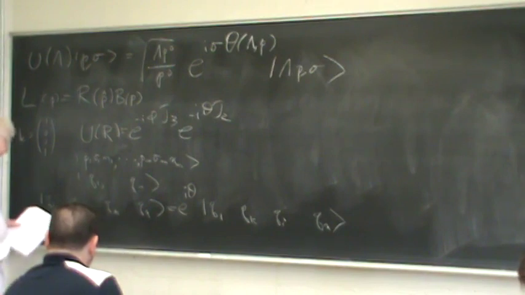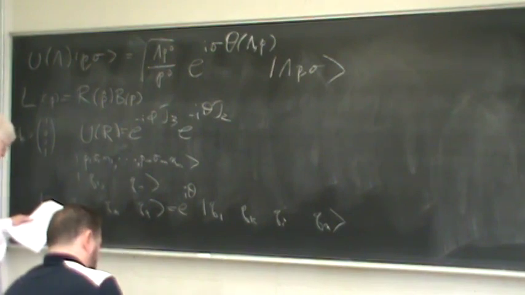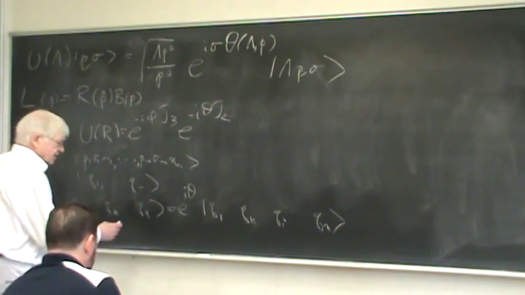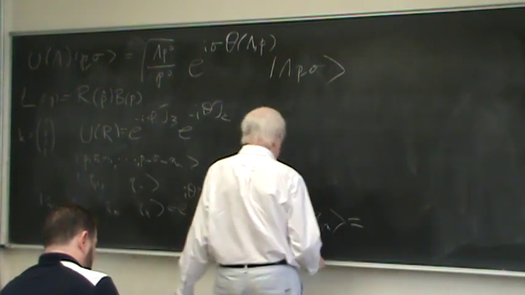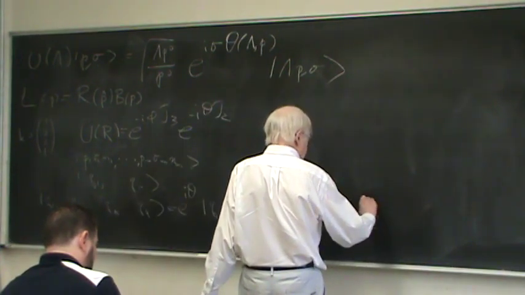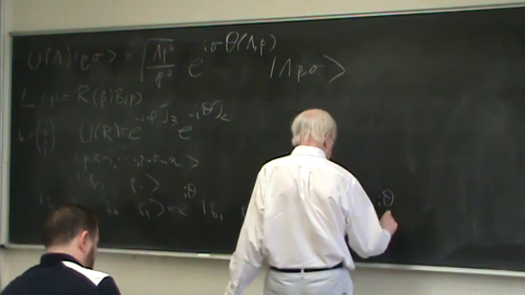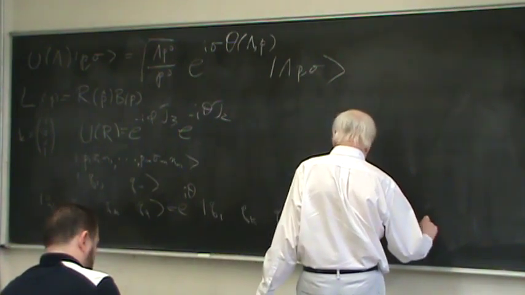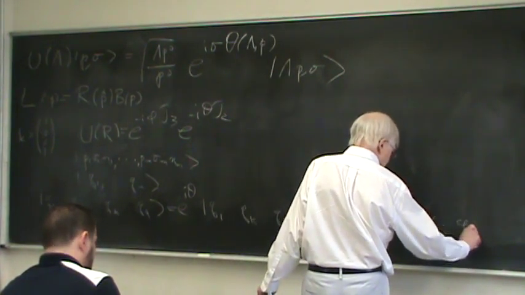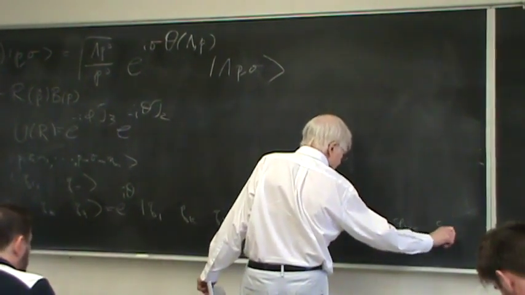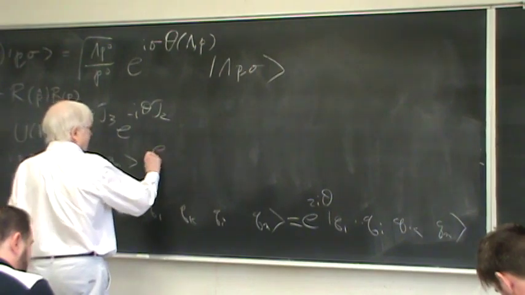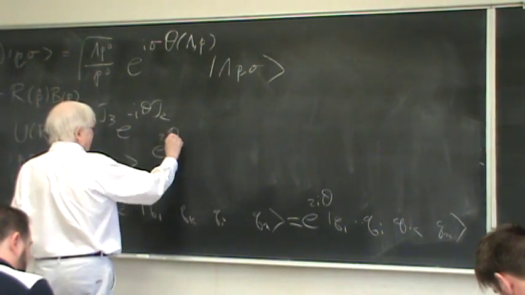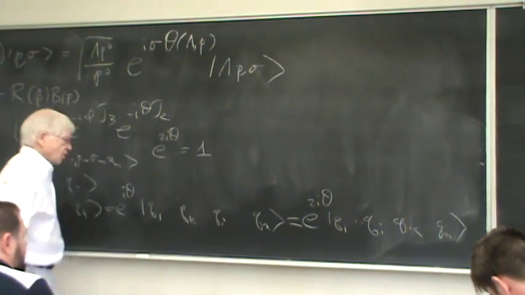Anyway, what you can see, though, is if you re-interchange qi and qk, then you're going to get either the 2i theta, q1, qi, qk, qn, and so one gets a conclusion that either e to the 2i theta is equal to 1.